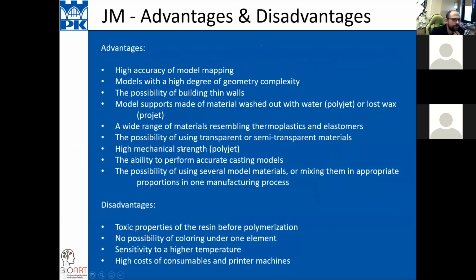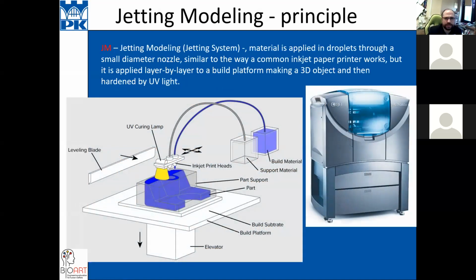And here you also have advantages and disadvantages of this method. Of course, the disadvantages are very similar to the first technique, SLA, because here you also have contact with toxic resin. That's why you must have good ventilation. The printer is much more expensive than in the previous method, but the surface of our prints is better, much better.